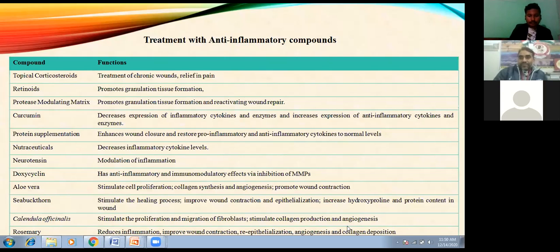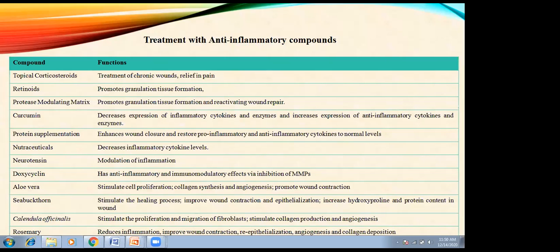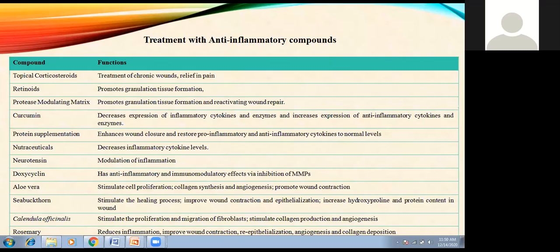The neurotensin is a neuropeptide which also has a function in wound repair, like in the inflammatory phase. Doxycycline has anti-inflammatory as well as immunomodulatory effects via inhibition of matrix metalloproteinases.